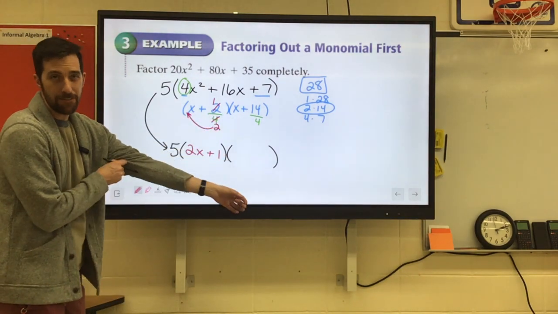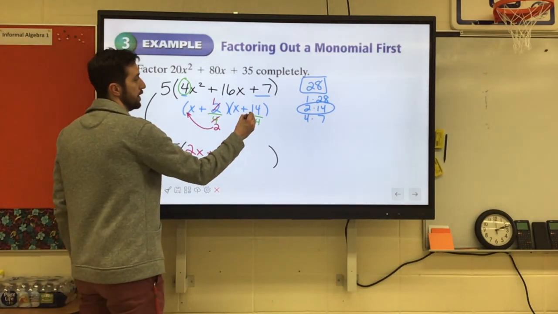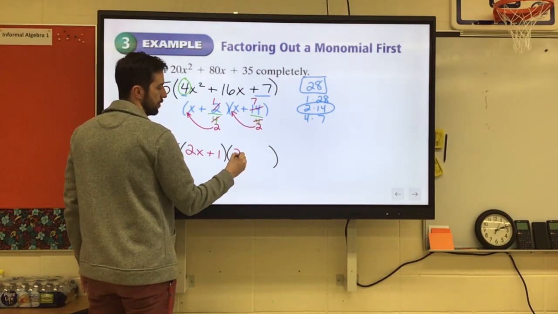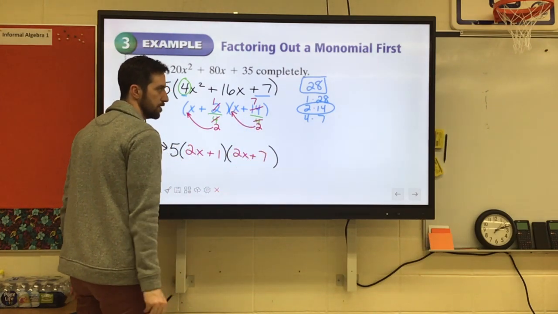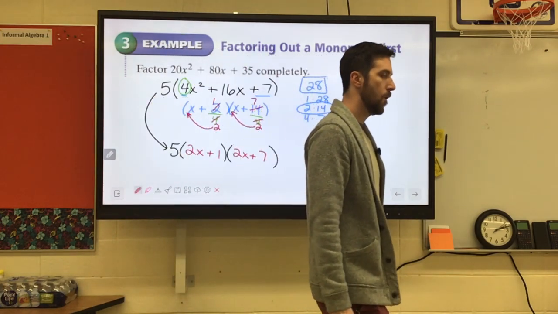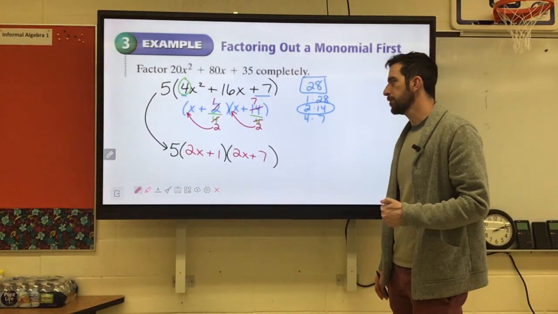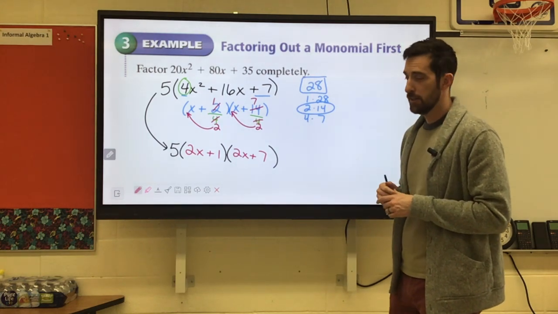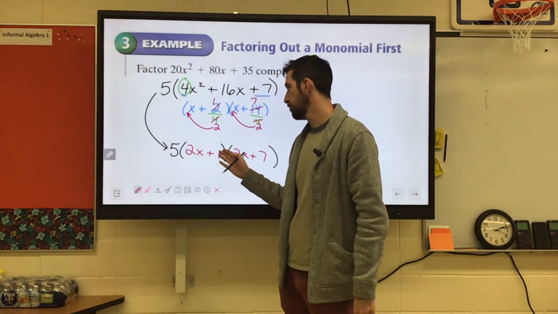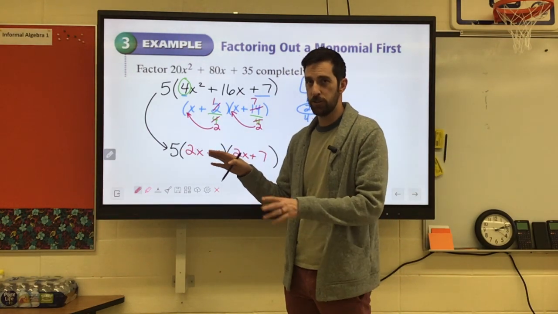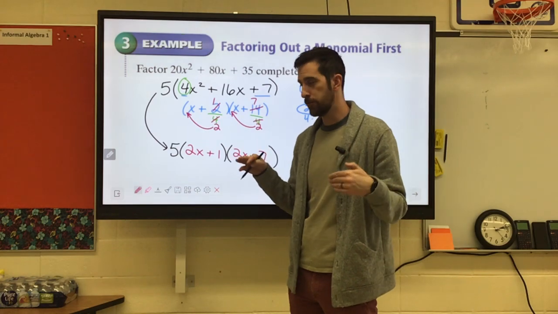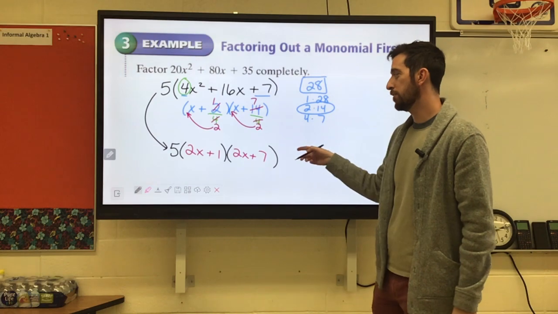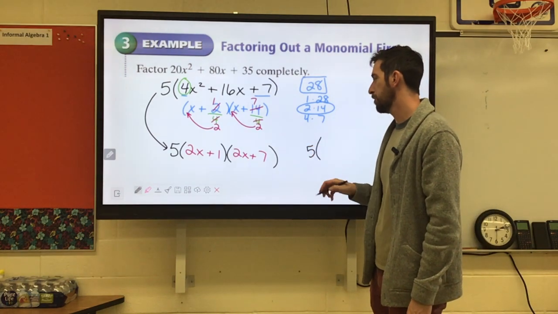14 and 4 are both even, so we could divide them both by 2. That will give us 7 over 2, and the 2 will come to the front. 2x plus 7. Whew. Now, if you're wondering how you could check this if this was your final answer, a couple options. You could multiply the 5 times either one of these sets of parentheses. You would just do it to one of them, and then you could FOIL those out. Or what I would actually do if this was me is I would FOIL out the parentheses stuff first, and then multiply it by 5 at the end.